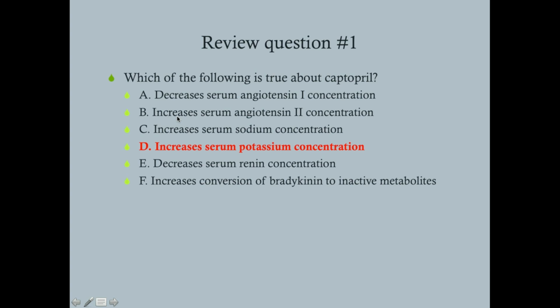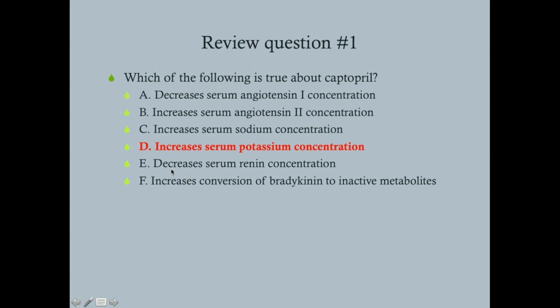So you give the ACE inhibitor, right? You have a higher concentration of angiotensin 1, but the ACE inhibitor blocks the conversion of angiotensin 1 to angiotensin 2. So if you're giving an ACE inhibitor, your angiotensin 2 concentration is not going to go up, it's going to go down because you're blocking the production of it from angiotensin 1. So B is going to be eliminated. So now we're down to C, D, and F.